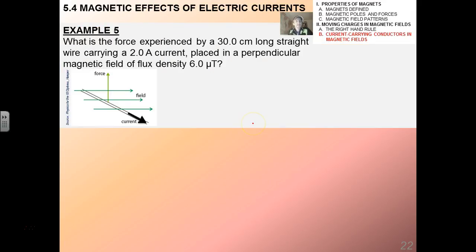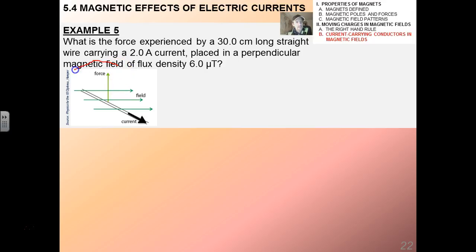Now, let's try a couple of examples. What is the force experienced by a 30 centimeter long straight wire carrying a 2 amp current placed in a perpendicular magnetic flux field of flux density 6 microtesla? Don't worry about this term flux density. That just means that the magnetic field is 6 microtesla.